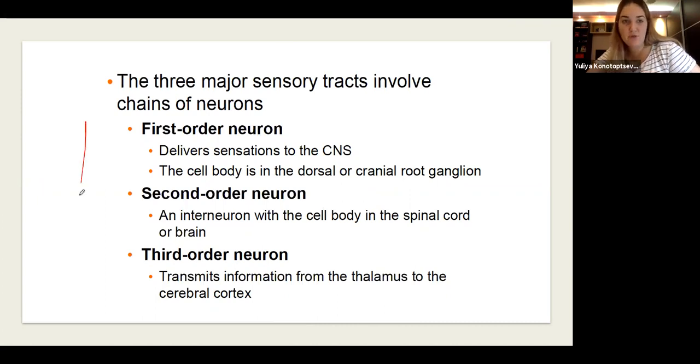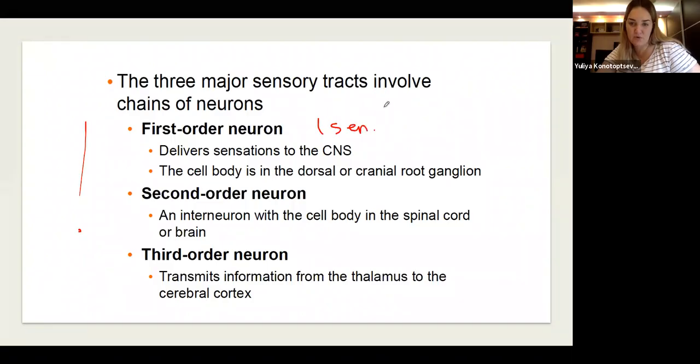Before we continue with the tracts, we need to remember that there are 3 types of neurons. This is very important in neurophysiology as well. We have 3 different types of neurons: first order neuron, second order neuron, and third order neuron. And in some tracts, it's important to know where is the first, where is the second, and where is the third order neuron.